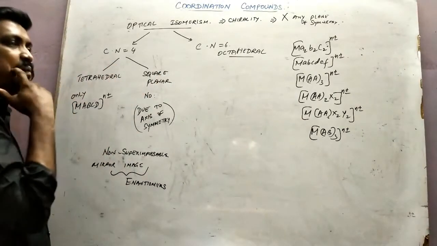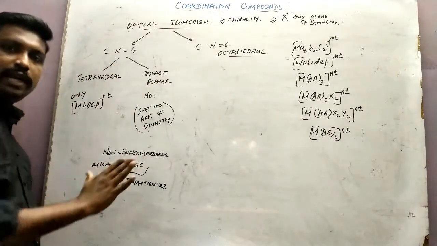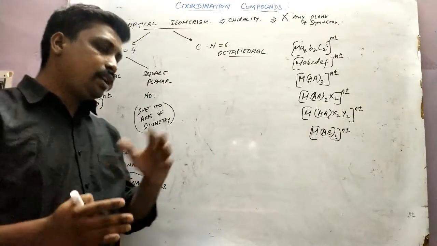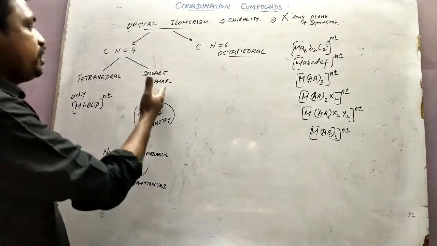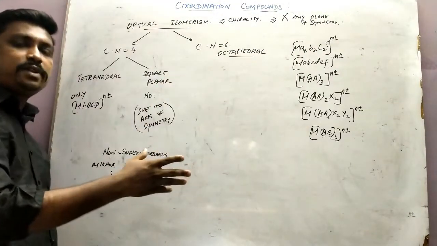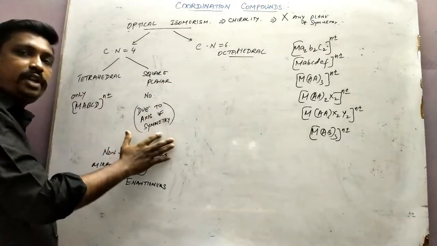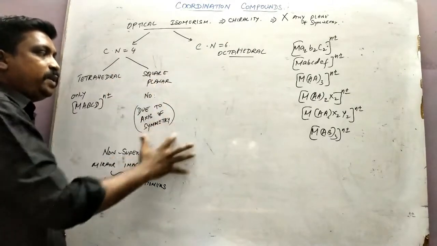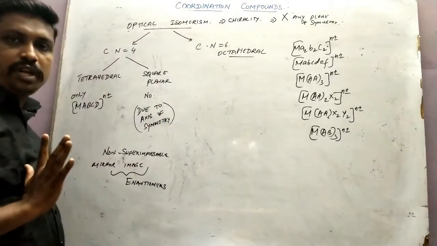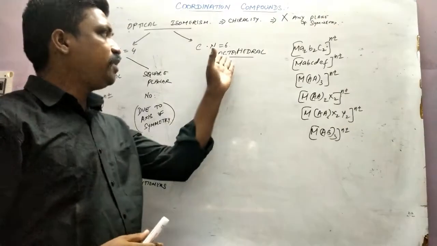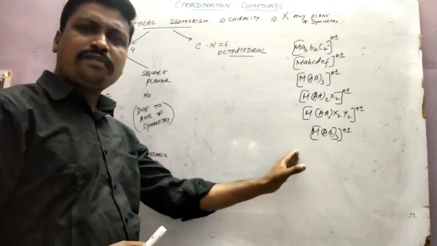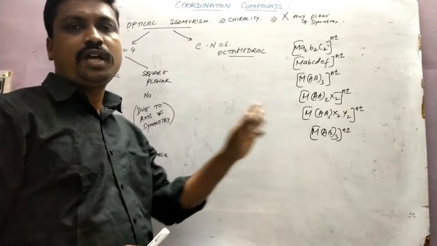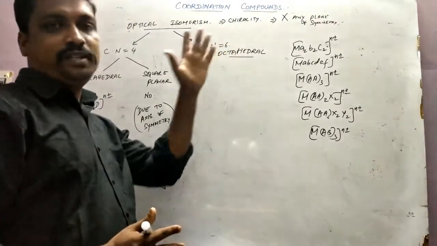Coming to coordination number 4, there are 2 types of geometry, tetrahedral and square planar. In the tetrahedral type, only this type of complex exhibits optical isomerism because the remaining types of species will have a plane of symmetry. Similarly, in square planar complexes, all the types will have an axis of symmetry. So they won't exhibit optical isomerism. Coming to coordination number 6, which is octahedral, there are several types, an enormous number of complexes, which exhibit optical isomerism.